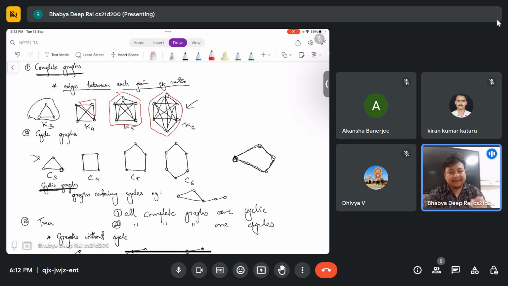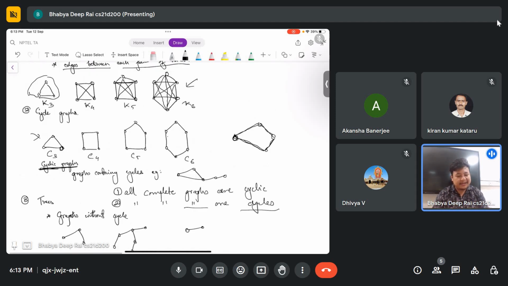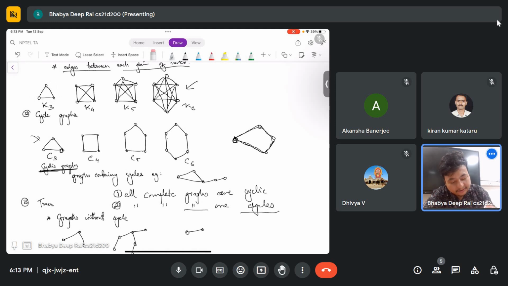So each of the complete graphs, this is not a formal proof, remember, and I won't go over the formal proof, but via examples you can see why complete graphs are cyclic, because they contain a cycle. But now what we are saying, all complete graphs are cycles, means the graph itself is a cycle. We are not saying that a part of the graph is a cycle. So that happens to be not true.